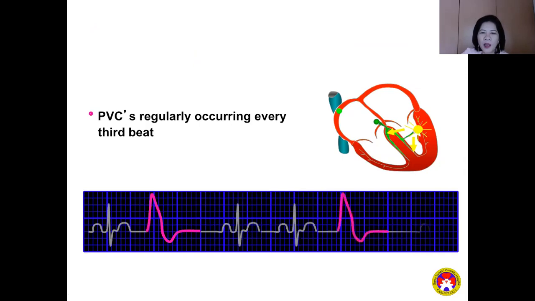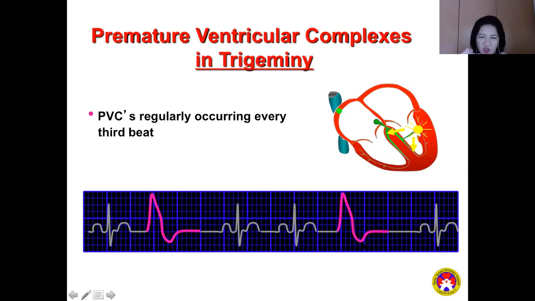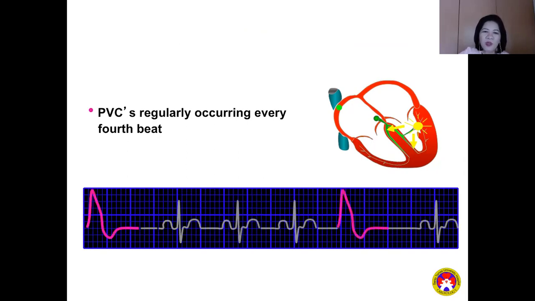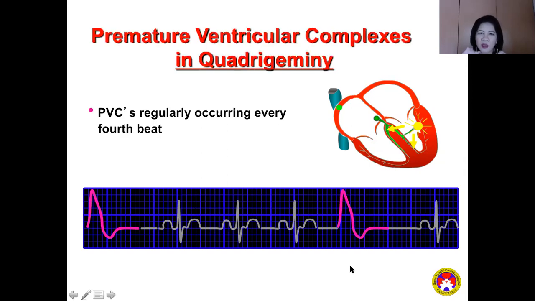On the other hand, if you see the PVC after every third beat, so this is PVC, and then 1, 2, third beat, another PVC, so this is a PVC in trigeminy. And if you see the PVC every fourth beat, meaning PVC, 1, 2, 3, fourth beat, another PVC, so this is a PVC in quadrigeminy.